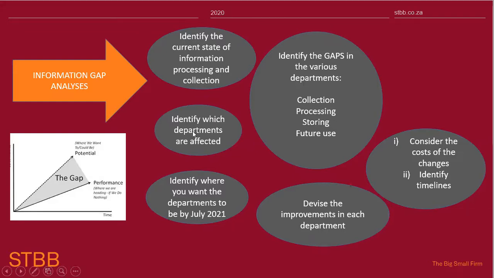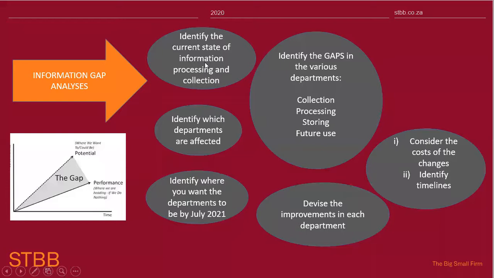Then you also need to identify which departments will be affected. So it's pretty much all your departments. It will be your rental department, and the department in the rental department that deals with tenants. It will be landlords. It will be maybe management companies. So you've got to identify the different departments which are affected. And then you need to identify where you want the departments to be by July 2021.